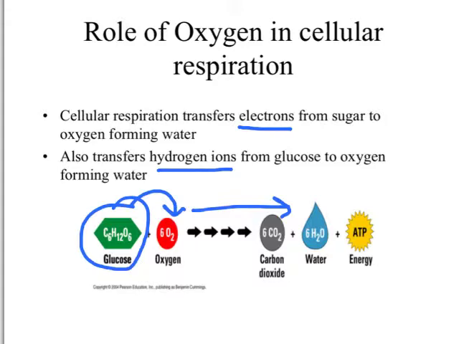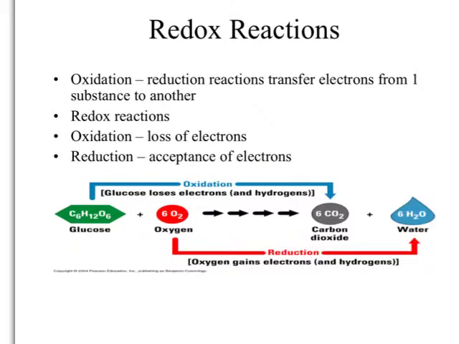So oxygen is a very key element in the cellular respiration process. When electrons and hydrogen atoms are transferred from glucose to oxygen, it's what we call a redox reaction, which is short for oxidation-reduction reaction. So there's two steps. We have an oxidation, which is the loss of electrons, and the second step, a reduction, which is the acceptance of electrons.